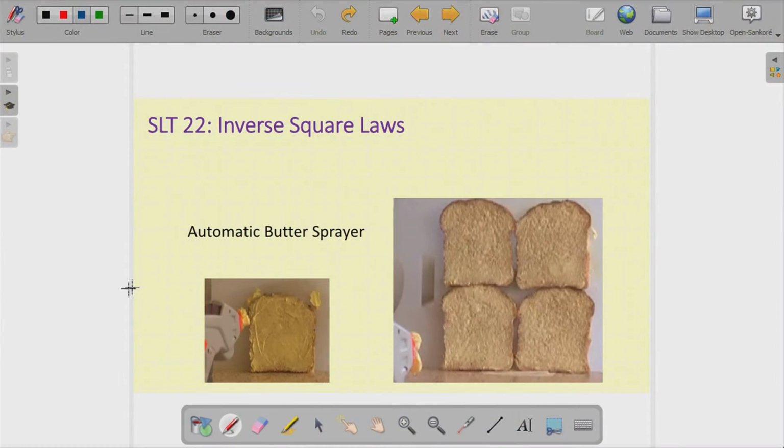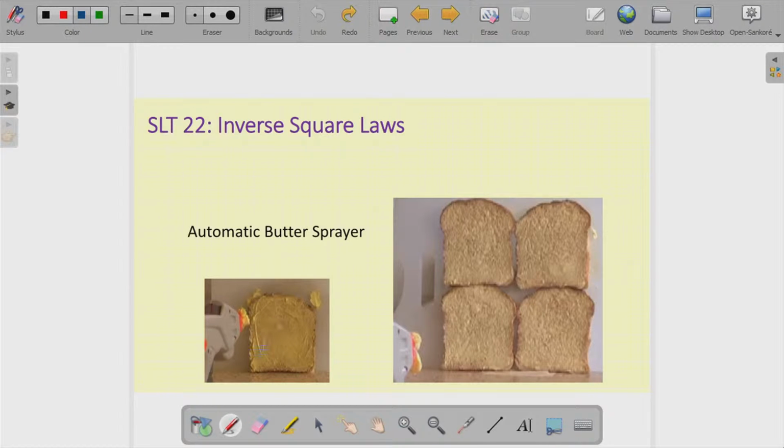One of the opening activities in this SLT involves a video in which students will watch the operation of, believe it or not, an automatic butter sprayer. And as weird as that sounds, that could be a really useful tool if you're at a restaurant, maybe at a hotel, where you're serving dozens upon dozens of pieces of buttered toast. So having an efficient way to get the butter on the toast could actually be really useful.